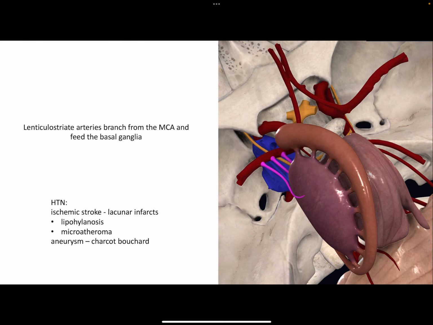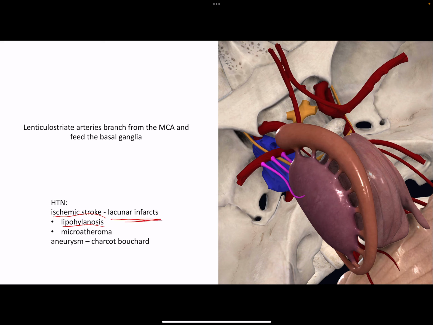All right, so the MCA has these tiny little branches that feed deep into the subcortical regions of the basal ganglia, and these are particularly susceptible to damage from hypertension. So if you have hypertension, you get an ischemic stroke. The hypertension, and other things as well, like lipohyalinosis and microatheromas, are going to lead to these lacunar infarcts.